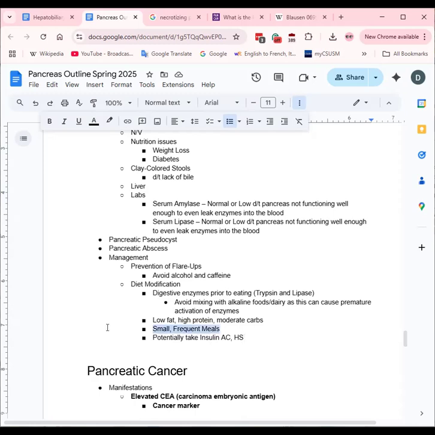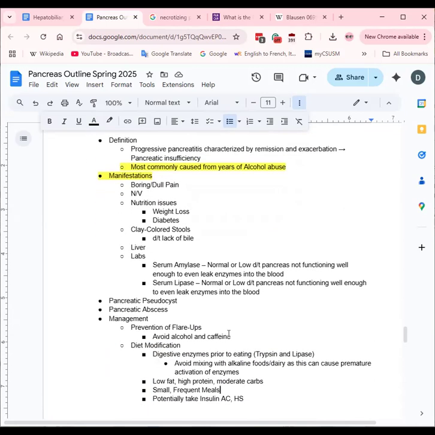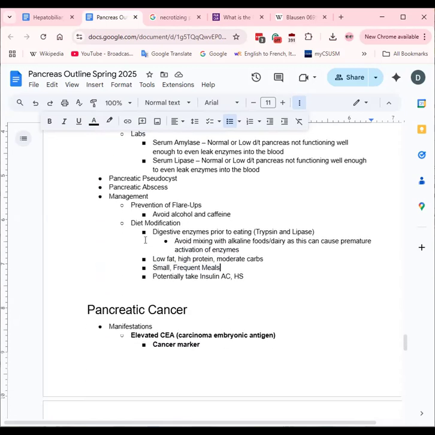As per always, small frequent meals is always the answer. Low fat, moderate carbs, high protein. I think for the most part, a lot of the things that really struggle to break down is the fats. So that's kind of the reason why.